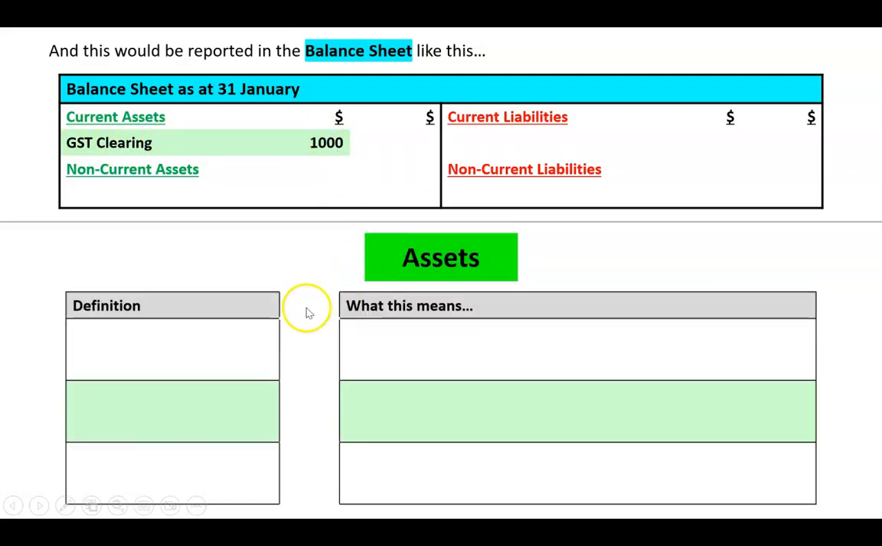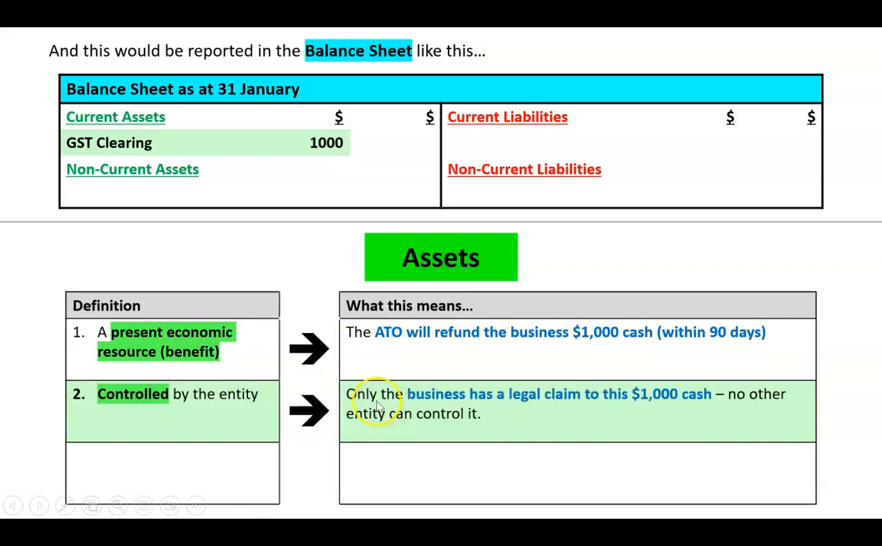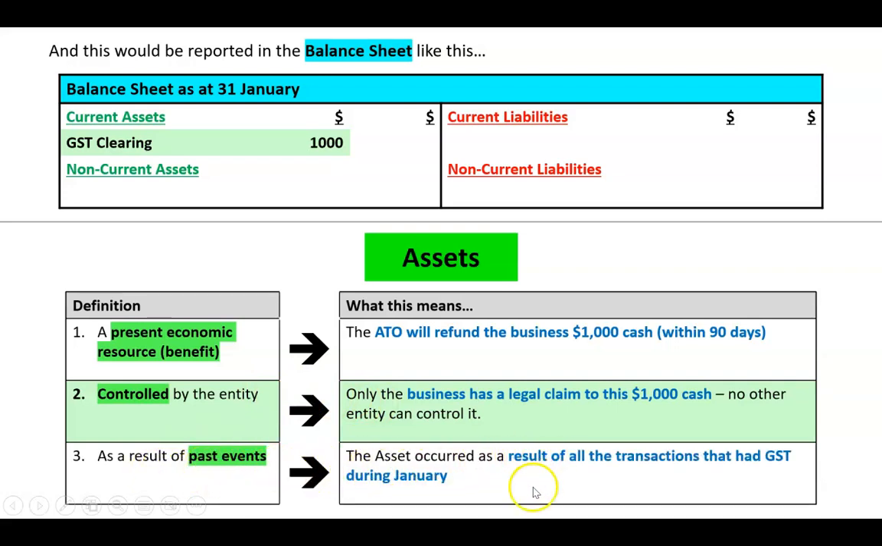Why is it an asset? Well, let's just go through the definition from the beginning of the course. An asset is a present economic resource or benefit. What does that mean? Well, in this case, the Australian Tax Office will refund the business $1,000 cash within 90 days. That's definitely current. That $1,000 is definitely an economic resource, so that's an asset. Two, it's got to be controlled by the entity. Only our business has a legal claim to that $1,000. No other entity can control it or go and ask the tax office for it. It's ours. And lastly, it's got to be as a result of past events. And in this case, it'll be all those transactions during January that had GST.